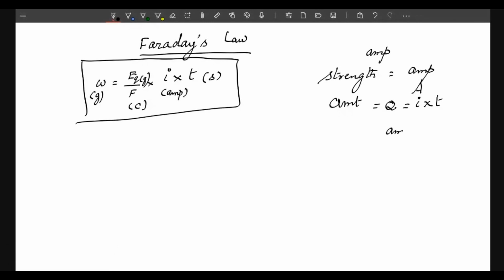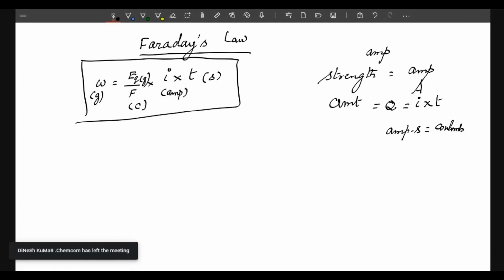And ampere second, 1 ampere for 1 second, is called coulomb. 1 ampere second is called coulomb. Therefore, amount of the current is nothing but coulomb. What do you mean by 1 coulomb of current is passed? That is, 1 ampere current is passed for 1 second, which is called 1 coulomb.